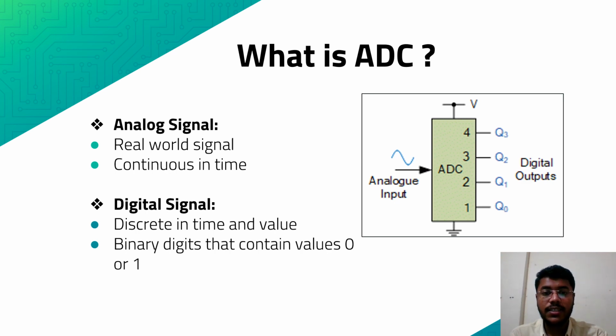Digital signals are discrete in time and value. Binary digits contain the value 0 or 1. Digital signals contain only 0s or 1s. Either it contains 0 values or 1 values. So it is discrete in time.